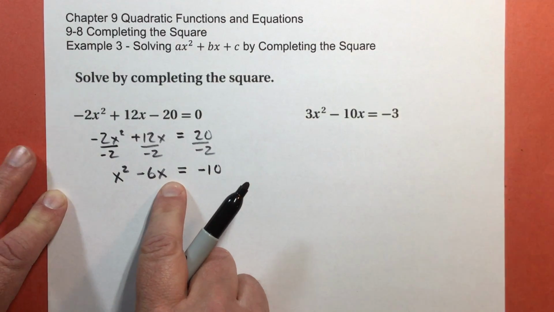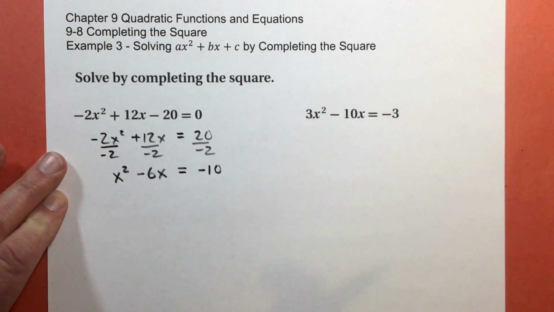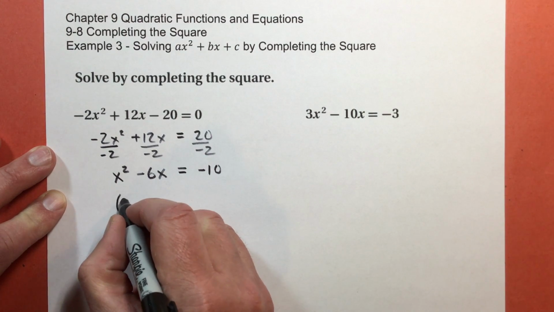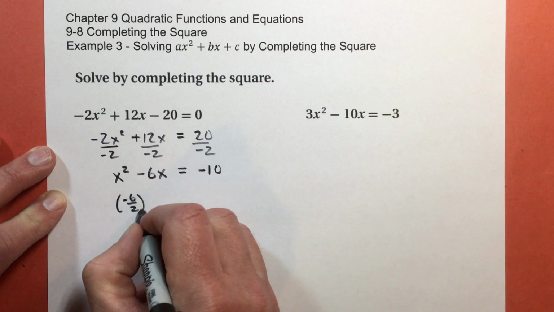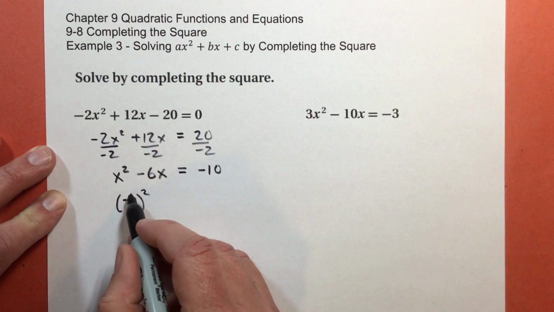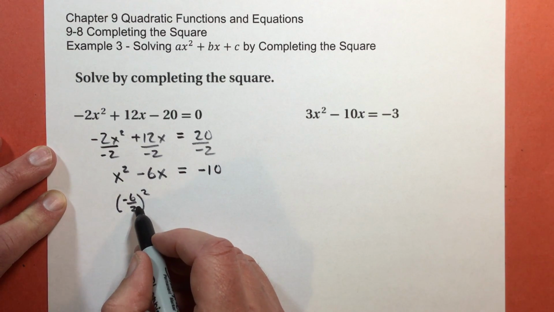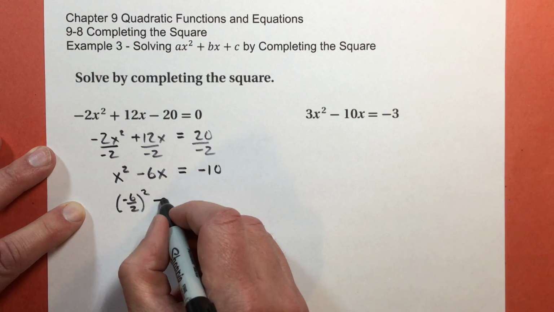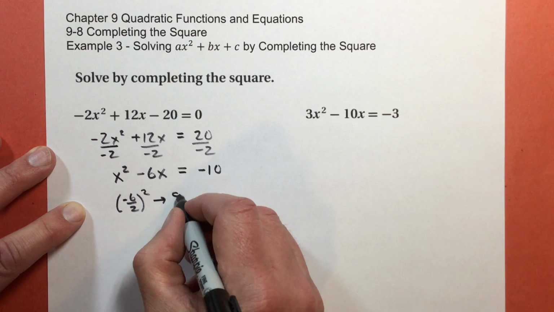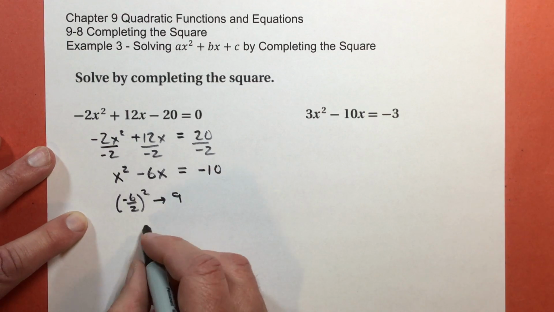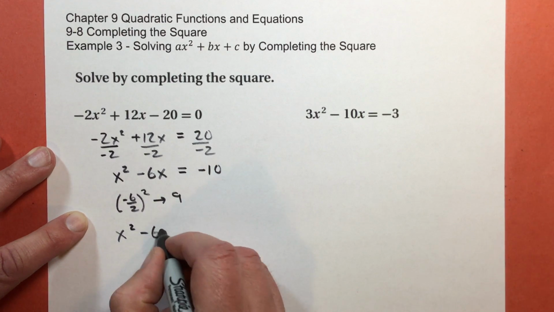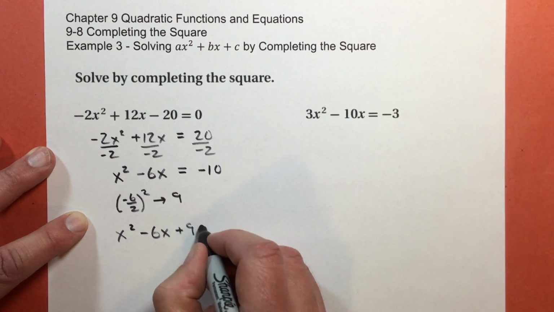Now that looks like the problems that we did in the previous video, and we're back to where we already were. I take the negative 6, divide it by 2, and I square it. Negative 6 divided by 2 is a negative 3, and negative 3 squared equals 9. And I'm going to add 9 to both sides.